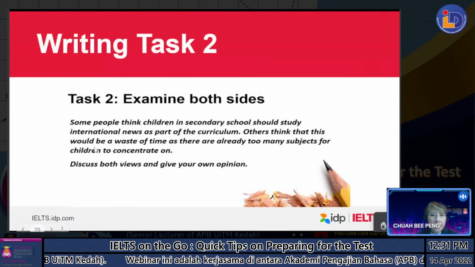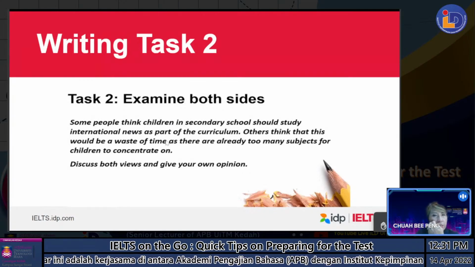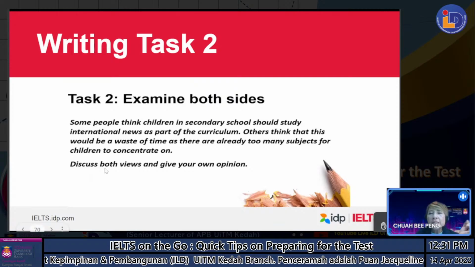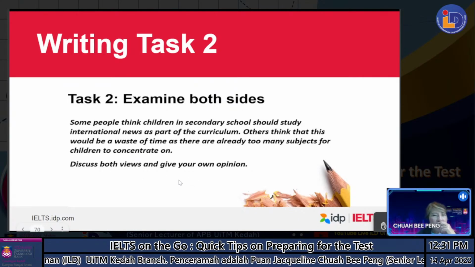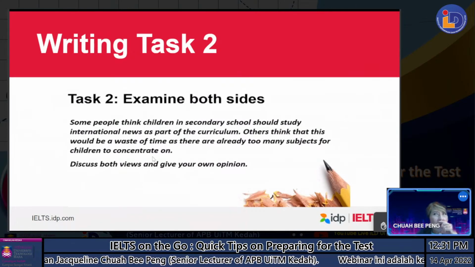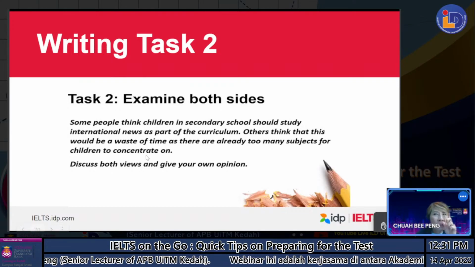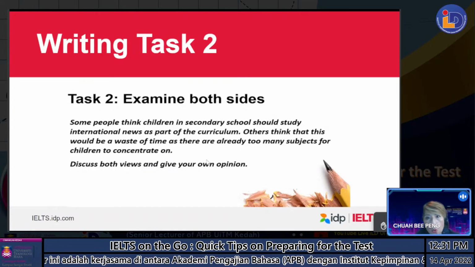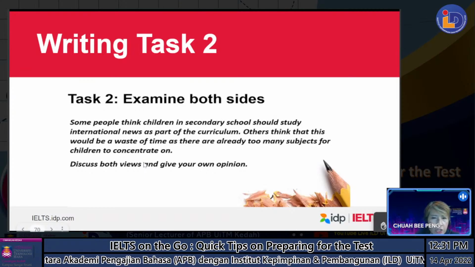Now, examine both sides. Some people think children in secondary school should study international news as part of the curriculum. Others think that this would be a waste of time as there are already too many subjects for children to concentrate on. Discuss both views and give your own opinion. This one is quite tricky, and it is the question type that is very likely to lead candidates astray. They may just talk about one part and forget the other, or won't have time for it, or they talk very little about one and give the other a lot. You need to give a very balanced treatment to all these things.